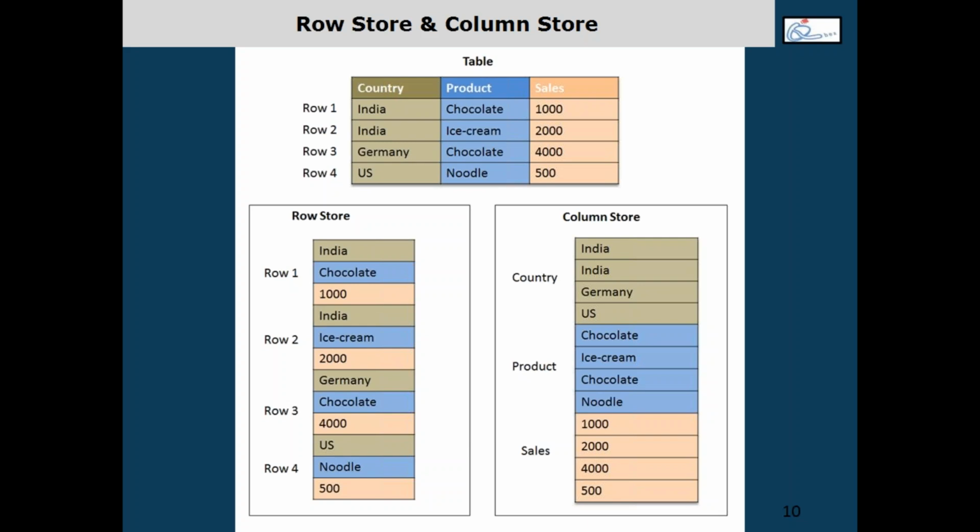In RAM, memory will have different pages. It finds a page which is free and inserts the data into that particular page. So when I say row store, each record is stored in one continuous memory location. And when I say column store, all the values of one column are stored in one continuous memory location. So all the values of column country are stored in one memory location, all the values of column product in one memory location, and all the values of column sales in one memory location.